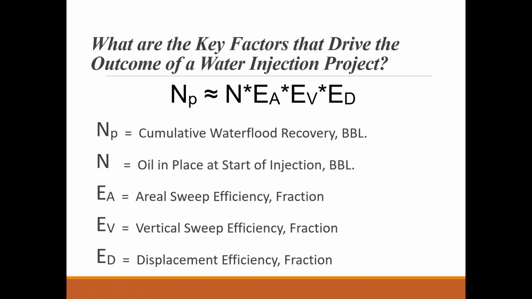Now I am coming to the different factors that will drive the outcome of a water injection project. You can see a formula, and these acronyms are known to everyone, even though I have listed what they represent. NP is the cumulative water flood recovery. N is the oil in place at the start of injection, and EA, EV, and ED are different efficiencies: A represents aerial, V vertical, and D displacement efficiency.